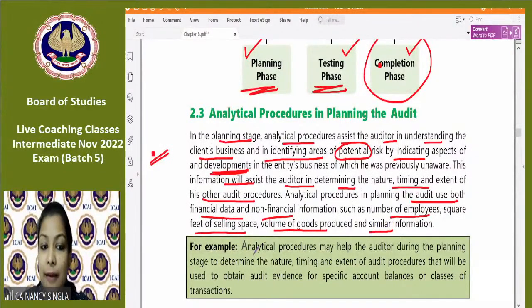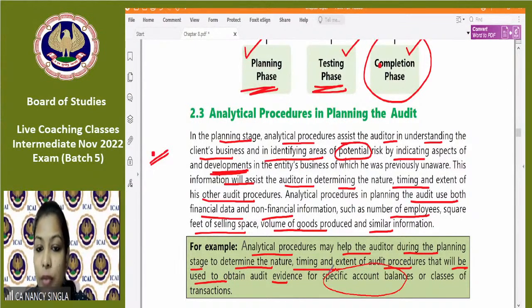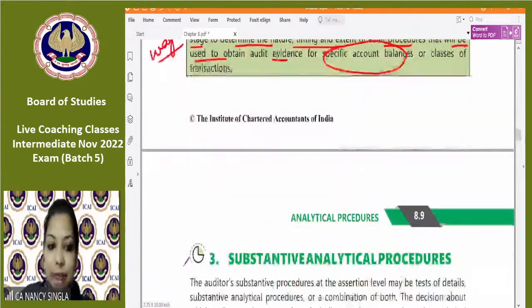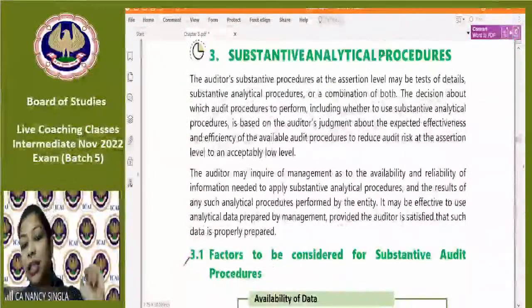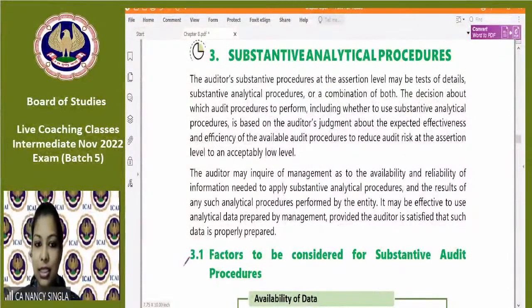Analytical procedure may help the auditor during the planning stage in determining the nature of audit procedures that will be used to obtain audit evidence for specific account balances. I gave you the example of what? Wages. Now I am able to write wages. So specific account balances. So with this we have covered the planning phase.